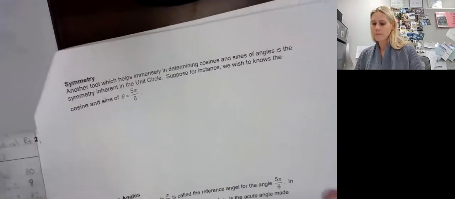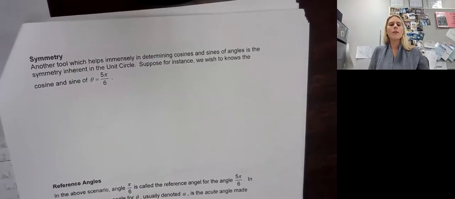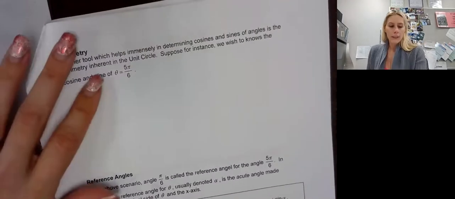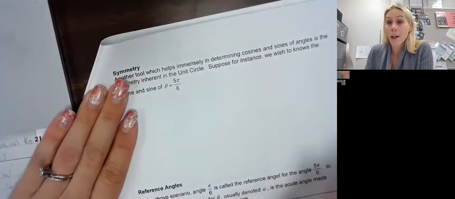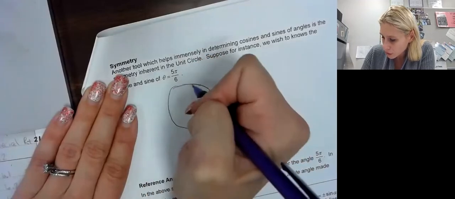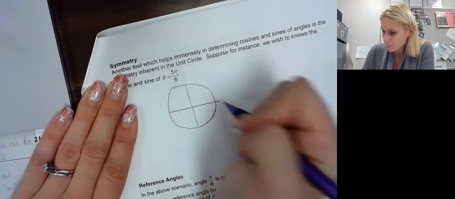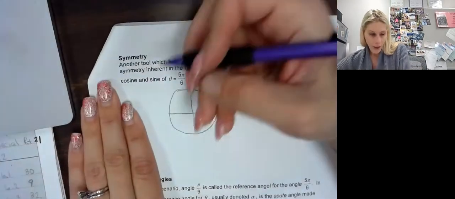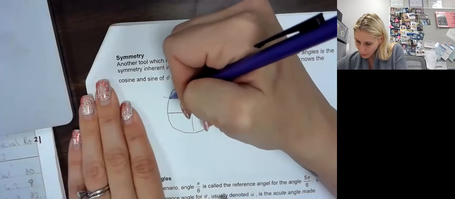All right, symmetry. Another tool which helps immensely in determining cosines and sines of angles is the symmetry inherited in the unit circle. Suppose, for instance, we wish to know the cosine and sine of 5 pi/6. First thing I want to do is talk about where it lands and how we can use that relationship. Okay. 5 pi/6 is close to 6 pi/6, which is pi. So we know that 5 pi/6 is right here.